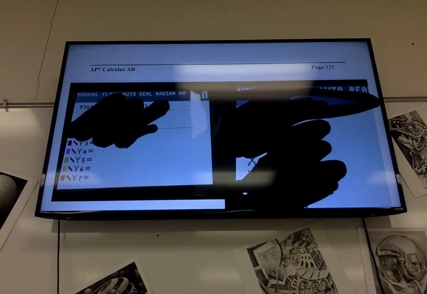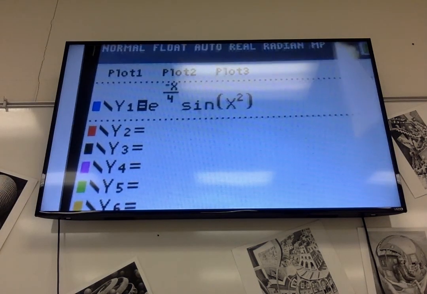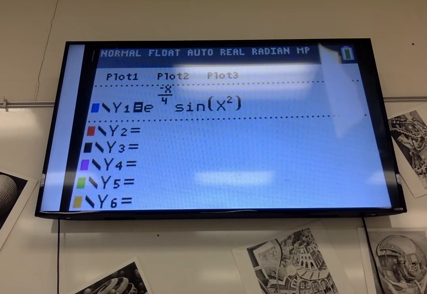Here's what it looks like. There it is. Where do we find that E? It is second, above the natural log. Got it. E is closer to 4. And it's math 4. Oh, to make that a fraction, you can hit alpha y equals. Whoa.